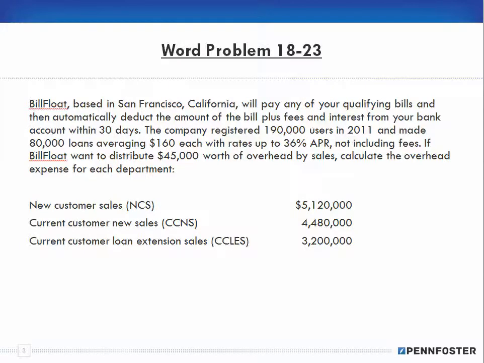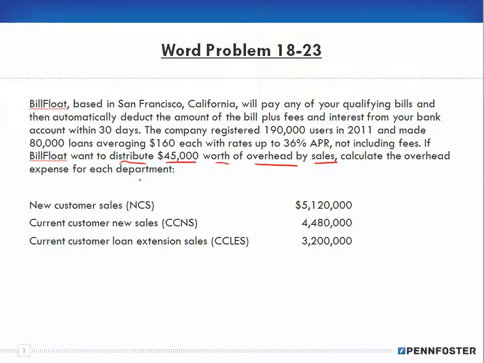We are working on 23, and it says here, Bill Float, based in San Francisco, will pay any of your qualifying bills and then automatically deduct the amount of the bill plus fees and interest from your bank account within 30 days. The company registered 190,000 users in 2011 and made 80,000 loans averaging $160 each, with rates up to 36% APR, not including fees. If Bill Float wants to distribute $45,000 worth of overhead by sales, calculate the overhead expense for each department.